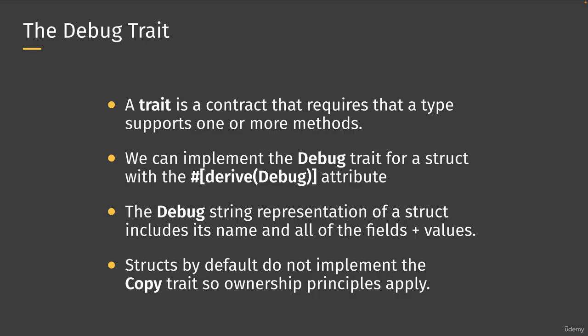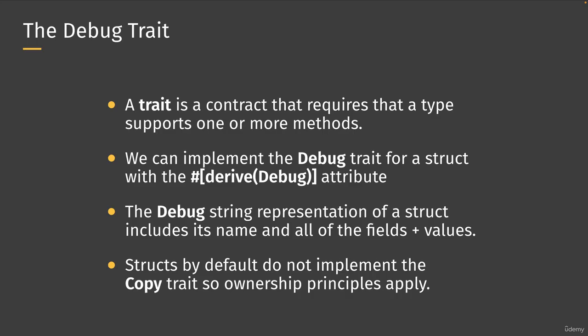Later on in the course, we'll learn how we can define a custom debug trait implementation so that we can customize the printed string version of a struct to be whatever we want. But usually this default derive implementation is suitable because it gives you, the developer, all of the debugging information you need when you print out the struct. Also important to note, structs by default do not implement the copy trait, so ownership principles will apply.